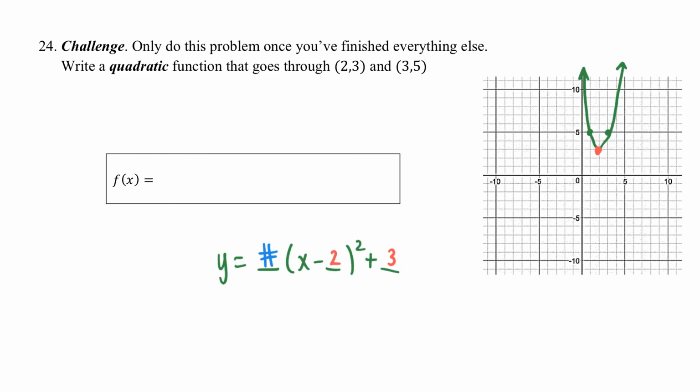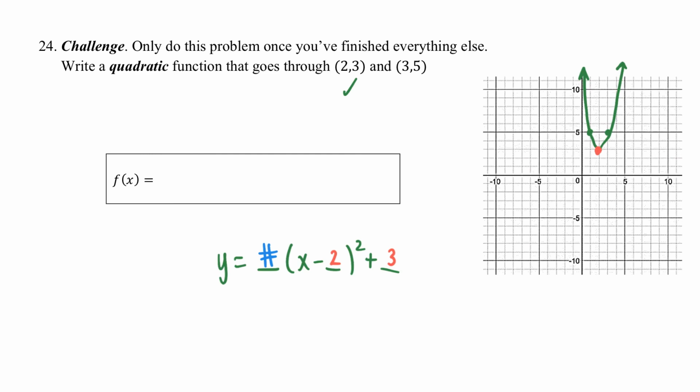So let's check this out. If I plug in 2 right now for x, would I actually get 3 for y? Let's think about this. If we plug a 2 in here, you get 2 minus 2 would give you 0. 0 squared is 0 times a number is going to be 0 plus 3. So you're going to get 0 plus 3, which would give you 3. So that's good. So that one works. How about the other one here? If I plug in 3 for x, do I actually get 5 for y?